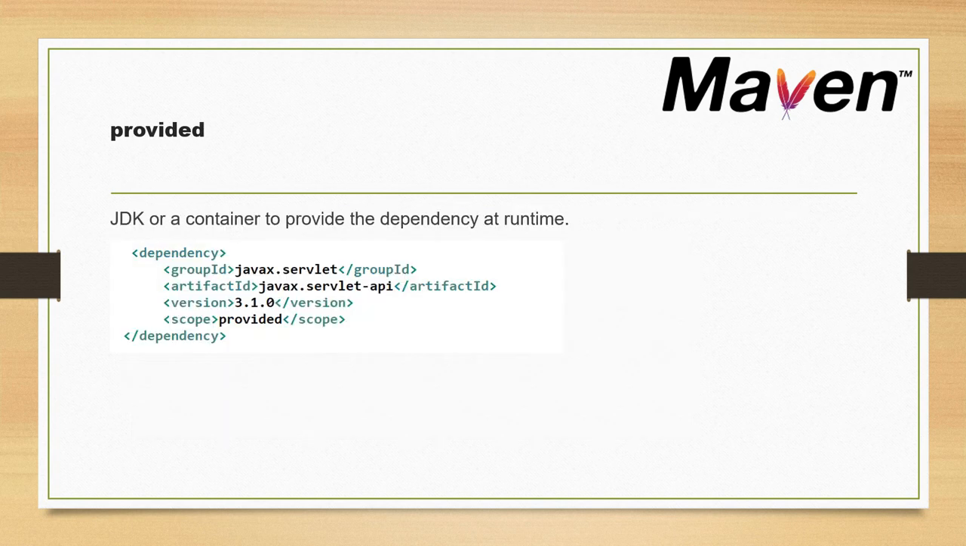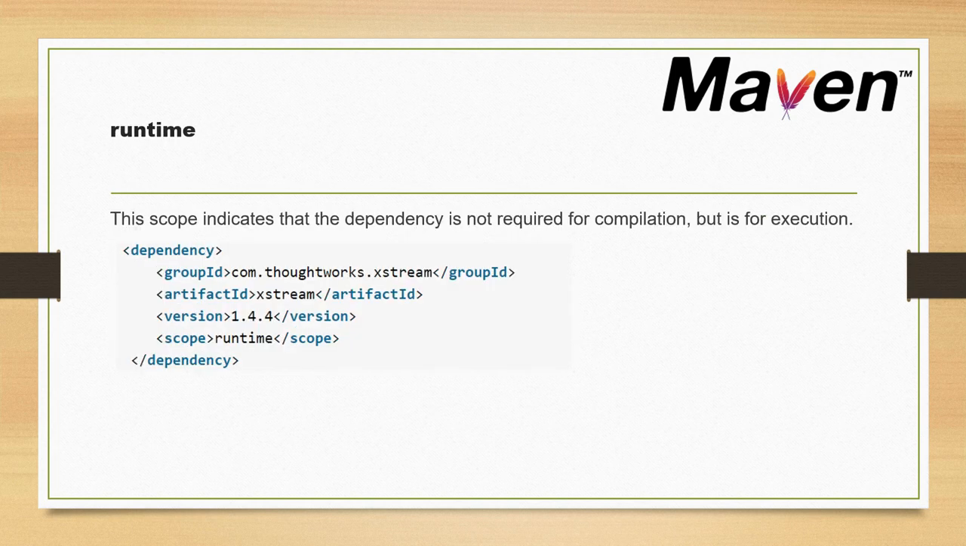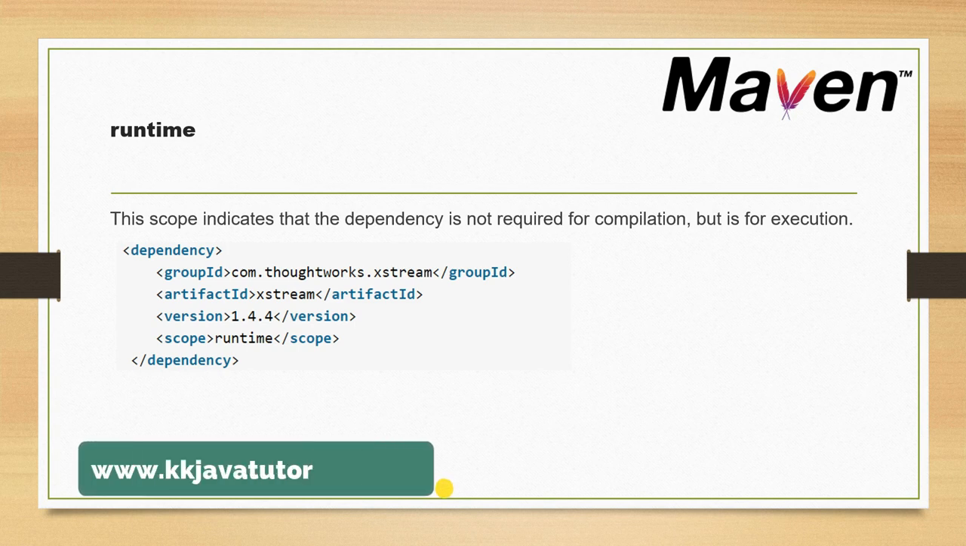Now the next scope is the provided scope. It indicates that the dependency is provided by the JDK or web server or web container at runtime, and that's why we use the provided scope. Now the next scope is runtime. This scope tells that the dependency is not needed for compilation, but is required during execution. And that's why it is called runtime.